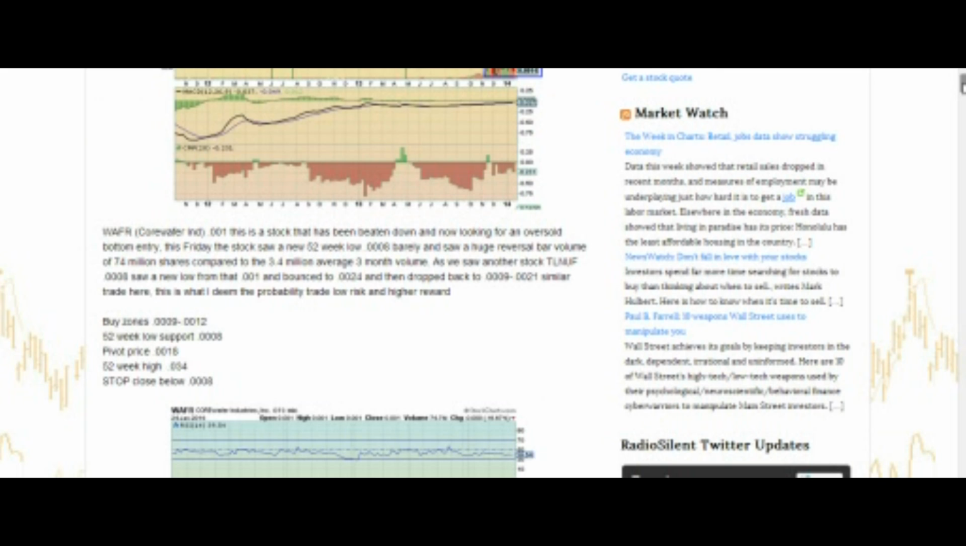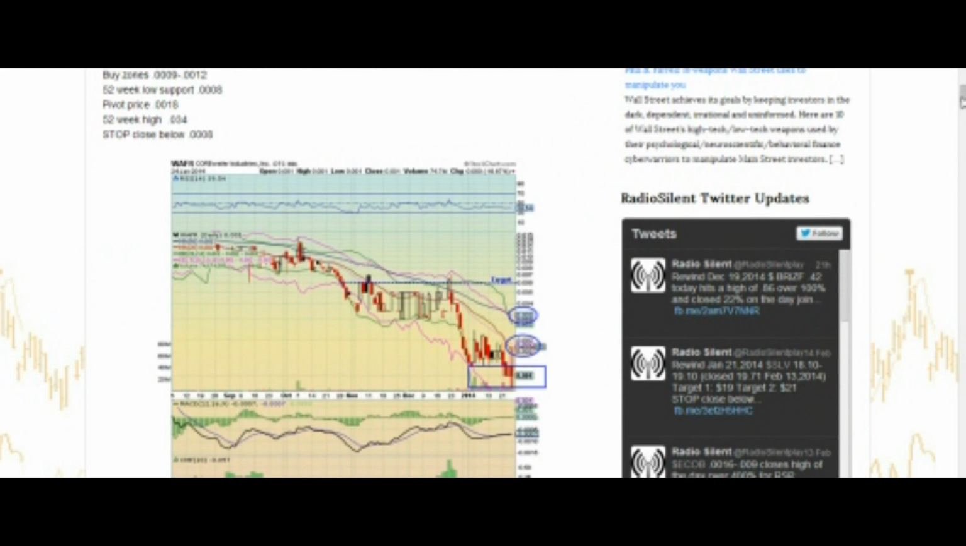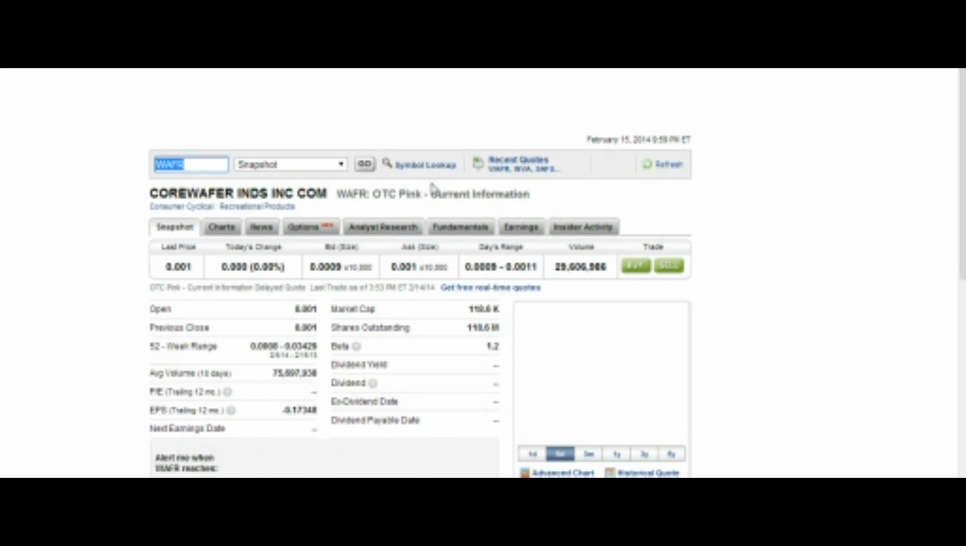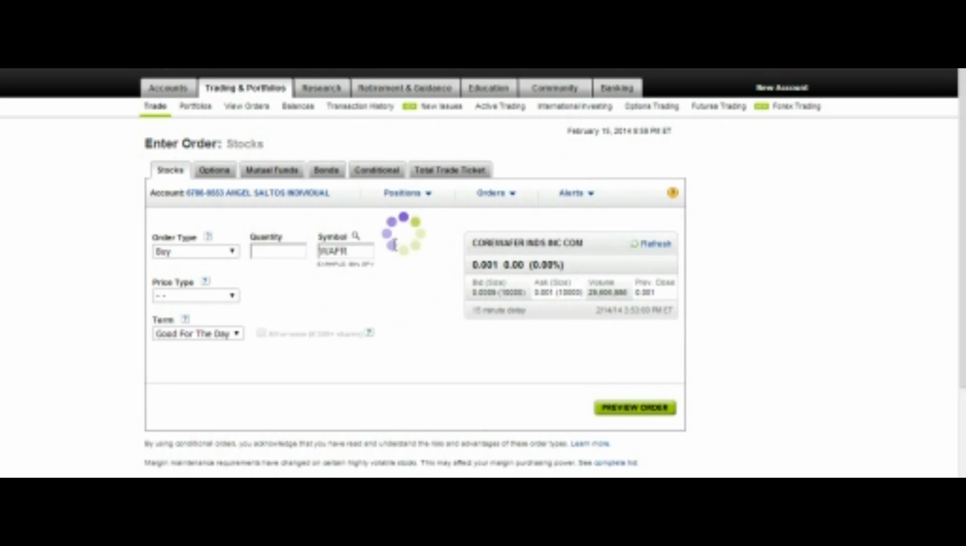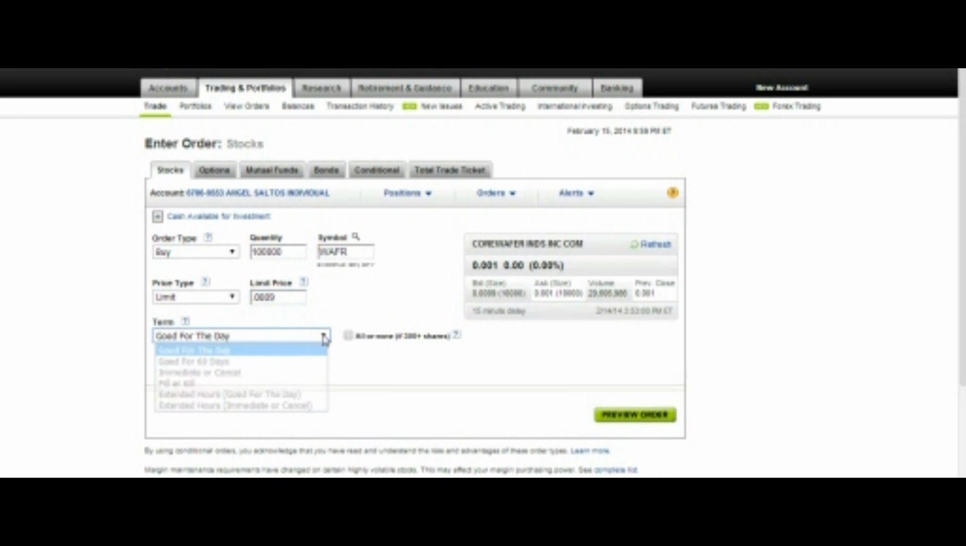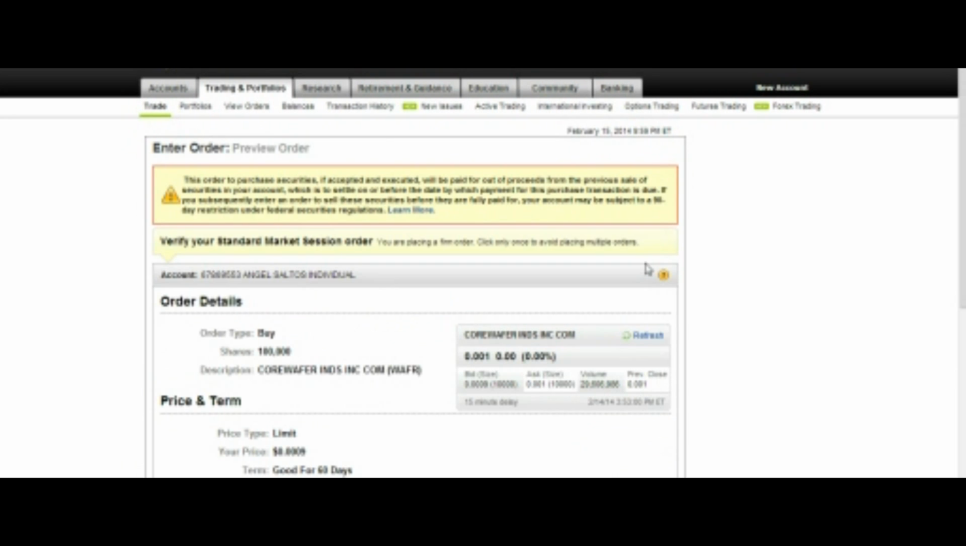I'll come down and look at this stock, Wafer. Same setup. The buy zones are 9 to 12, and the 52-week low support is at 8. I like the chart, I like the setup, so I'm going to put in the Wafer trade. I'm going to buy 100,000 shares at a limit price of 0.009, good for 60 days. So I don't even have to be in front of that computer. All right, so I'm set.